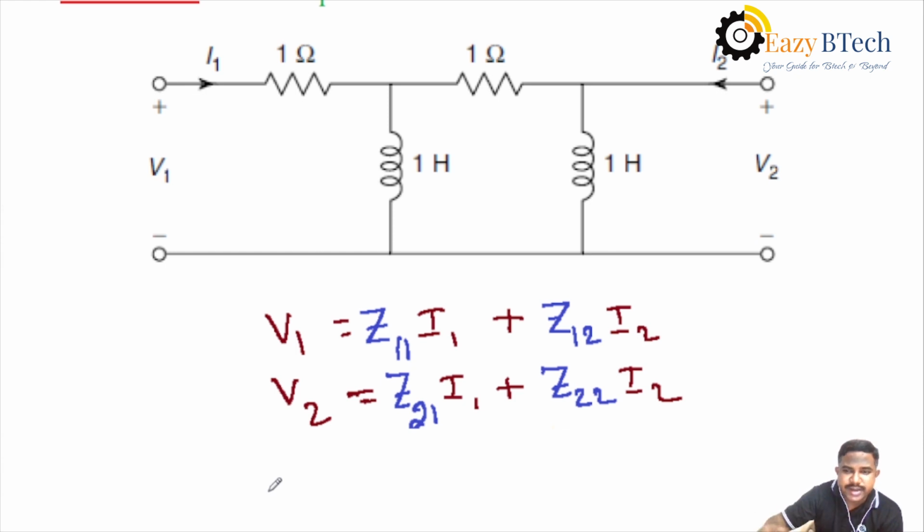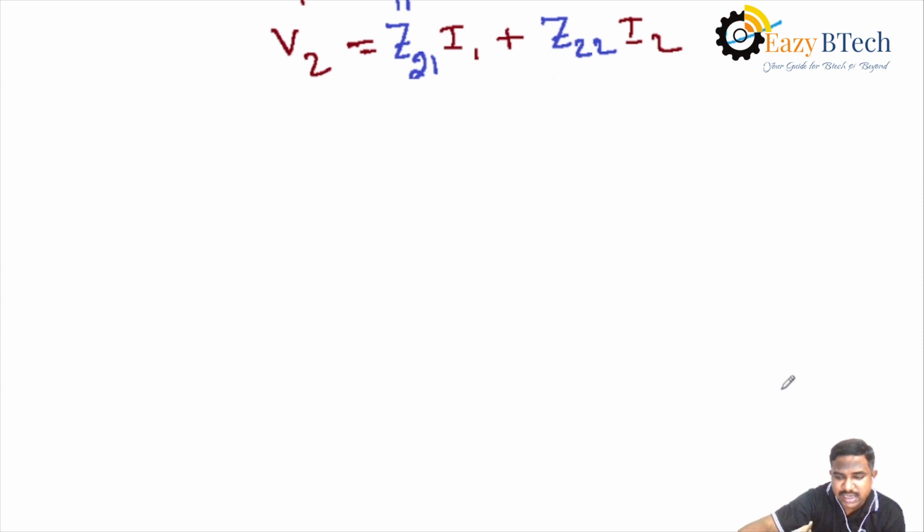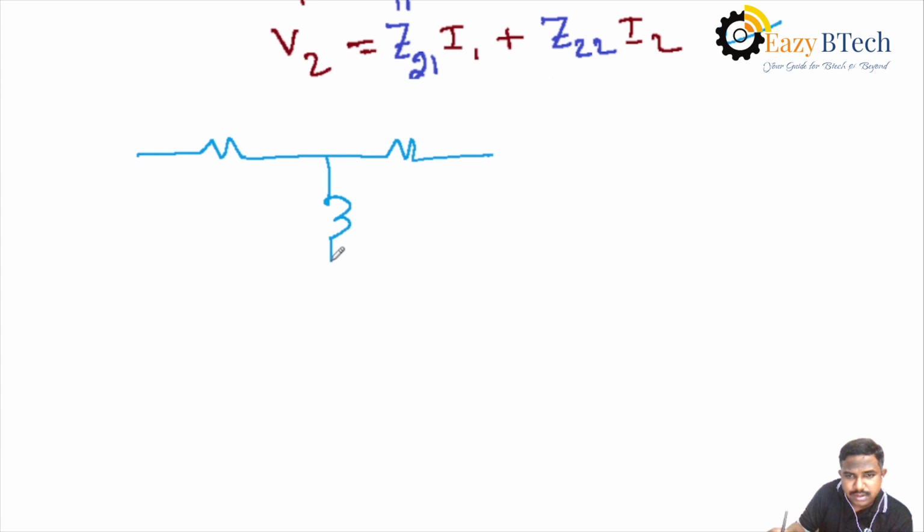These are the standard equations of Z parameters. If you have derived the equations in terms of V1 and V2 or in terms of I1, I2, then compare and you get Z11, Z12, Z21 and Z22. Then apply Laplace transformation to the given circuit. Then how the circuit changes: the resistance and inductance, and the second element is also inductance.